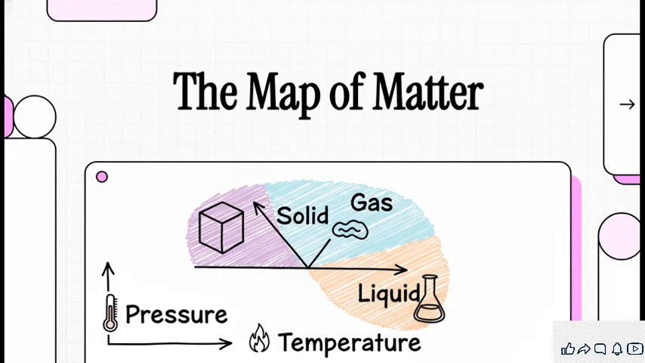So, what if I told you there's a secret map for matter itself? A kind of cheat sheet that tells you exactly how any substance is going to behave under any condition. Well, today, we're unfolding that map. We're going to explore the states of matter using just two coordinates, temperature and pressure.